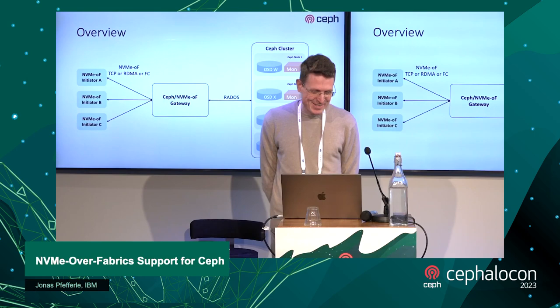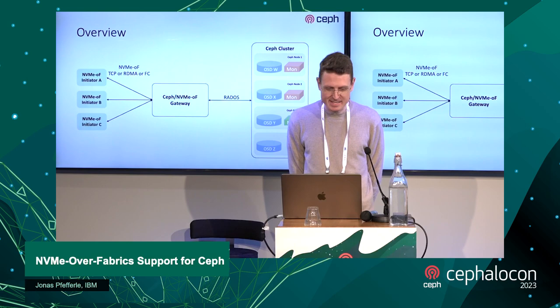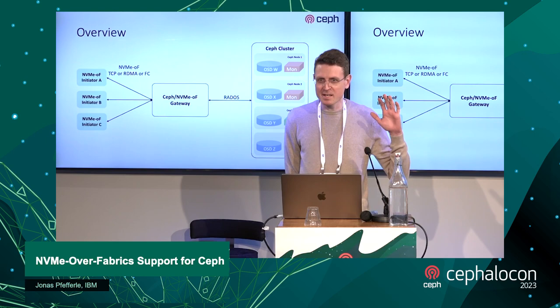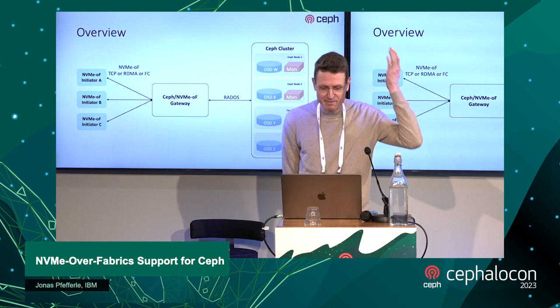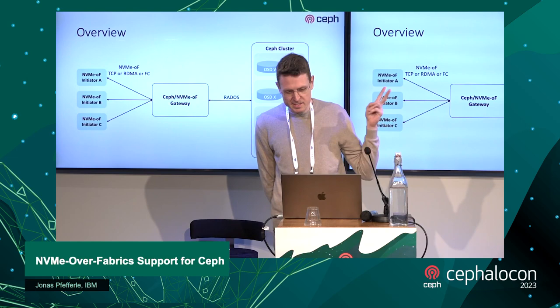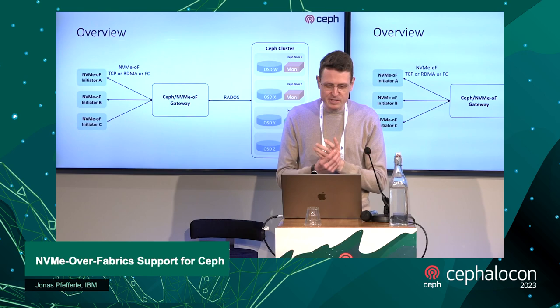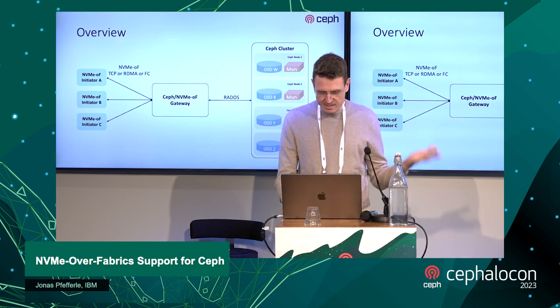It looks similar to the RGW gateway in some sense. On one side, we have the NVMe initiator. This is any standard initiator. It could be kernel or SPDK or what have you. We actually only support two protocols, TCP and RDMA. Then you have the gateway in between, which just translates from NVMe over Fabrics to RADOS, and how it does that, I will talk about. And then on the other side, you have your Ceph cluster.